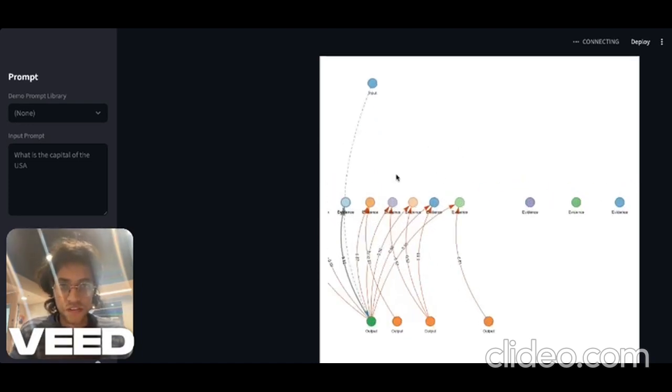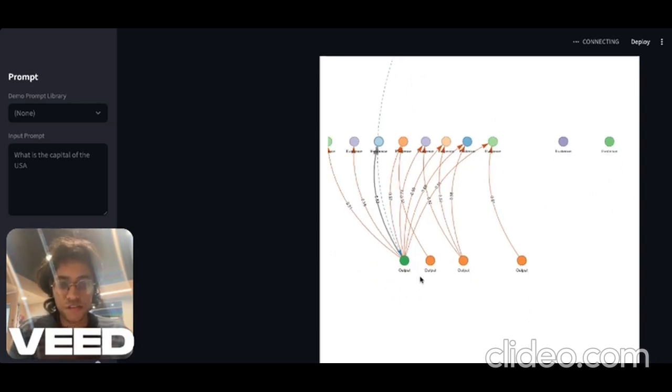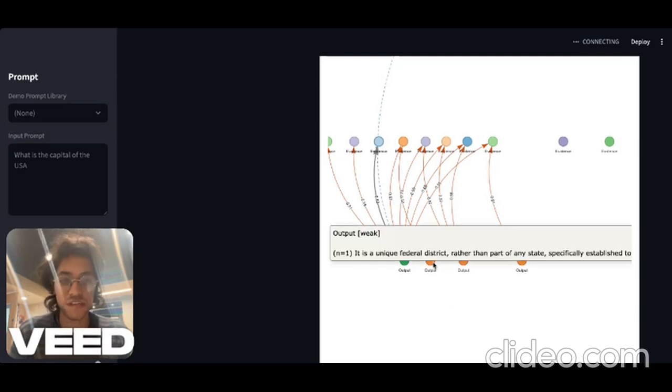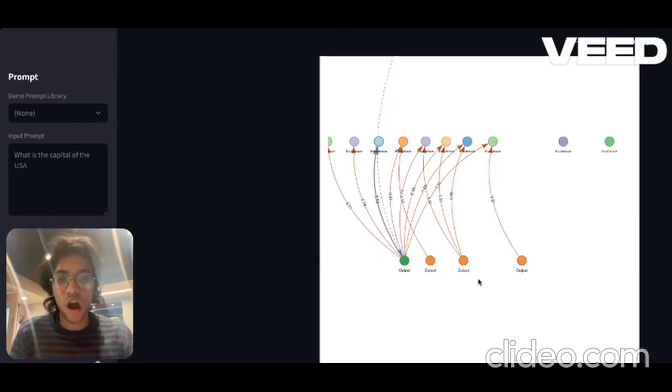Now, in this graph, we see that we have three layers. This is the input layer, this is the evidence layer, and this is the output layer. The output is chunked, and so the first chunk would be something like the capital is Washington DC. The second output is one subpart of what DC is, basically how it came to the answer.